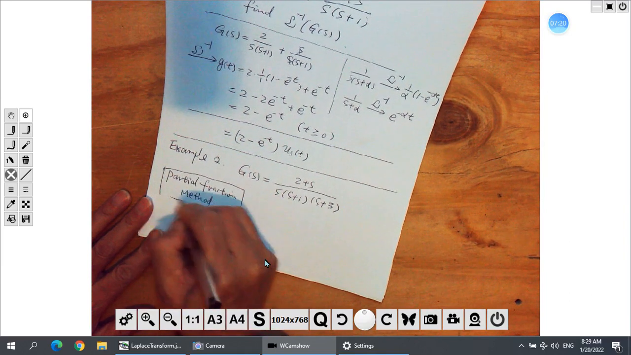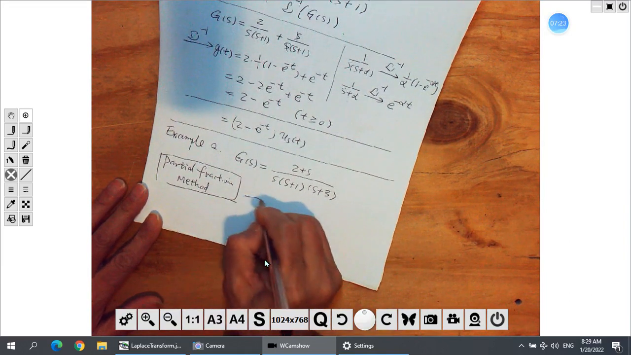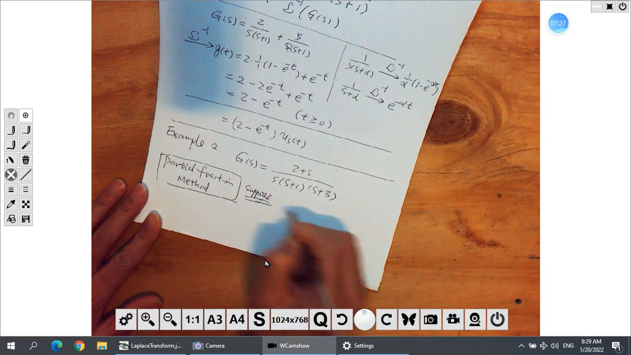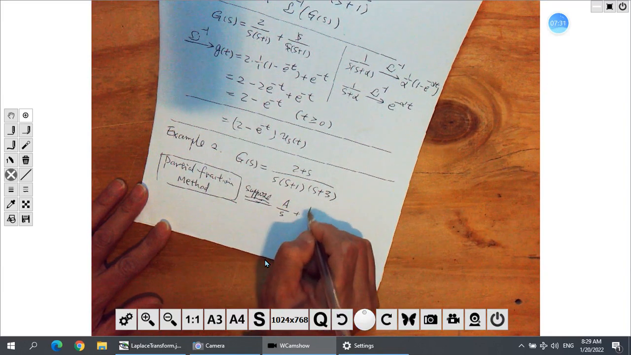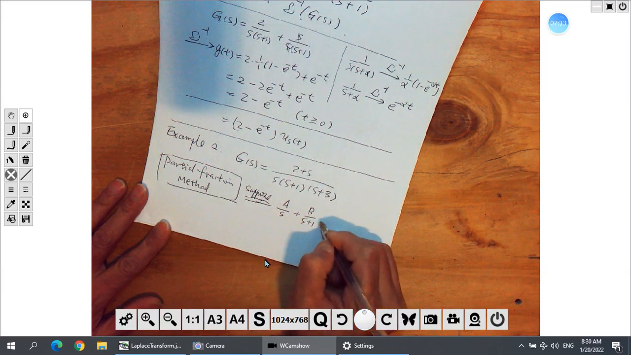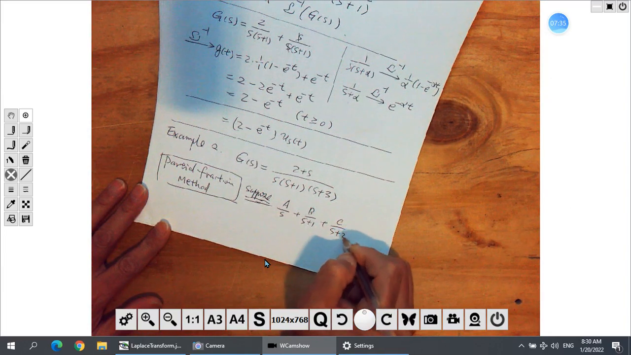Partial fraction method. We suppose, now it is just a suppose. Suppose this one equals some a over s plus b over s plus 1 and c over s plus 2. 3 terms.